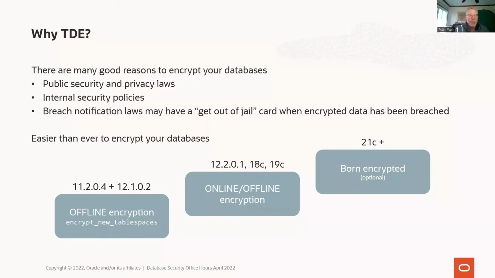As I mentioned earlier, in 11.2 and 12.1, we have offline encryption and encrypt new tablespaces. Of course, all those additional features are cumulative, so they're carried over into the newer releases. In 12.1, 12.2, 18c, 19c, we can online and offline encrypt. In 21c, DBCA can create an encrypted database. So the 21c database can be born encrypted. You never will have this database not encrypted.